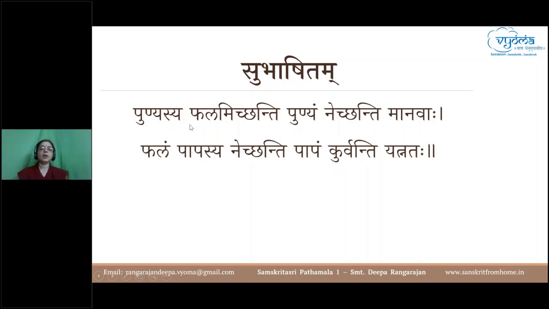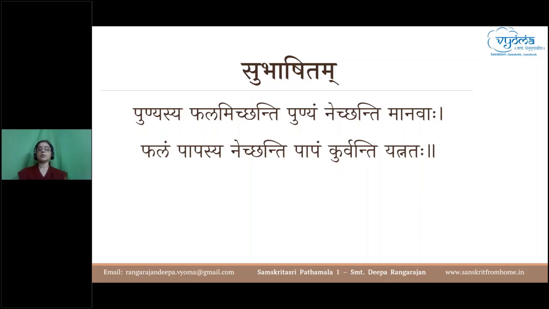Punyasya, of punya, phalam ichanti. What do people want? The fruits of punya or good deeds. But punyam nechanti manavaha. Na ichanti is nechanti. So they do not want to do the good deeds, but they like the fruits of good deeds. Phalam papasya na ichanti. Whereas they don't like the fruits of papa, but papam kurvanti yatnataha.